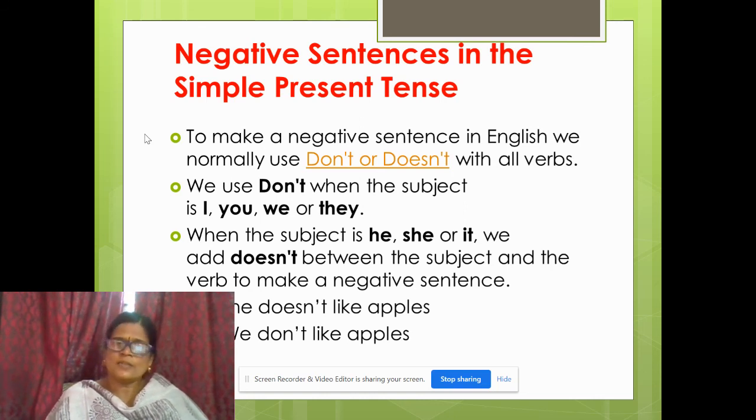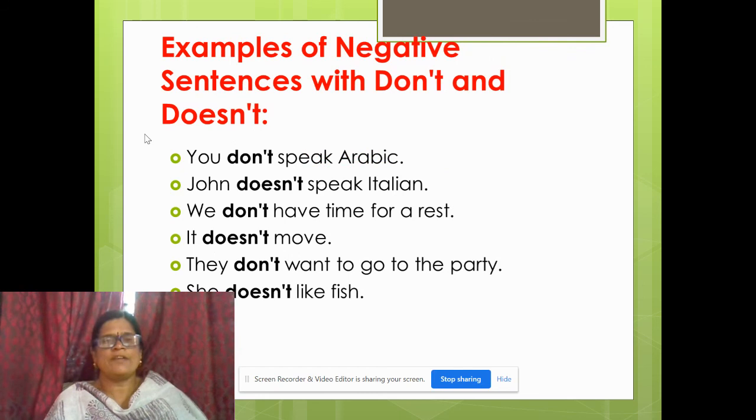Here I have given one example also: She doesn't like apples, because the subject is in the third person. If the second one is we, then the verb should be do. So, we don't like apples. I have given some more examples, you can just have a look. You don't speak Arabic, because the first word is you. The next one is John. John is a third person, so that is why I have used doesn't. We always follows with don't, it follows with doesn't, they follow with don't, and she follows with doesn't.